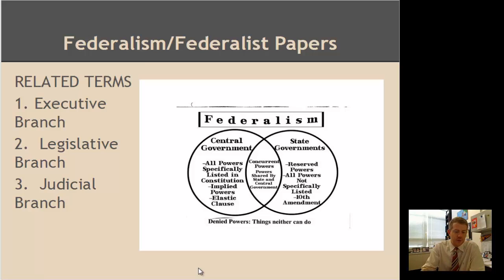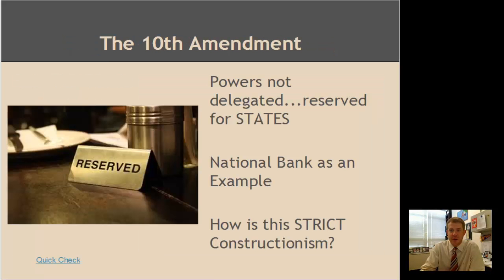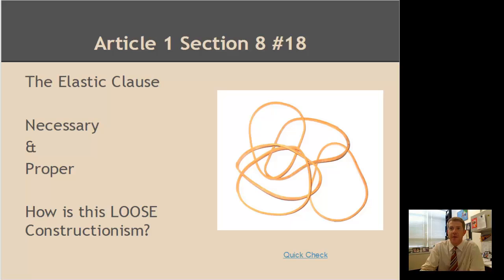Let's flip to loose construction. All right, loose construction was this one right here. And loose construction could also embody this idea of the elastic clause, which you can flip over onto page 8 and find. And the idea of loose construction is when I look at the Constitution, I have to make a decision as to how it is.